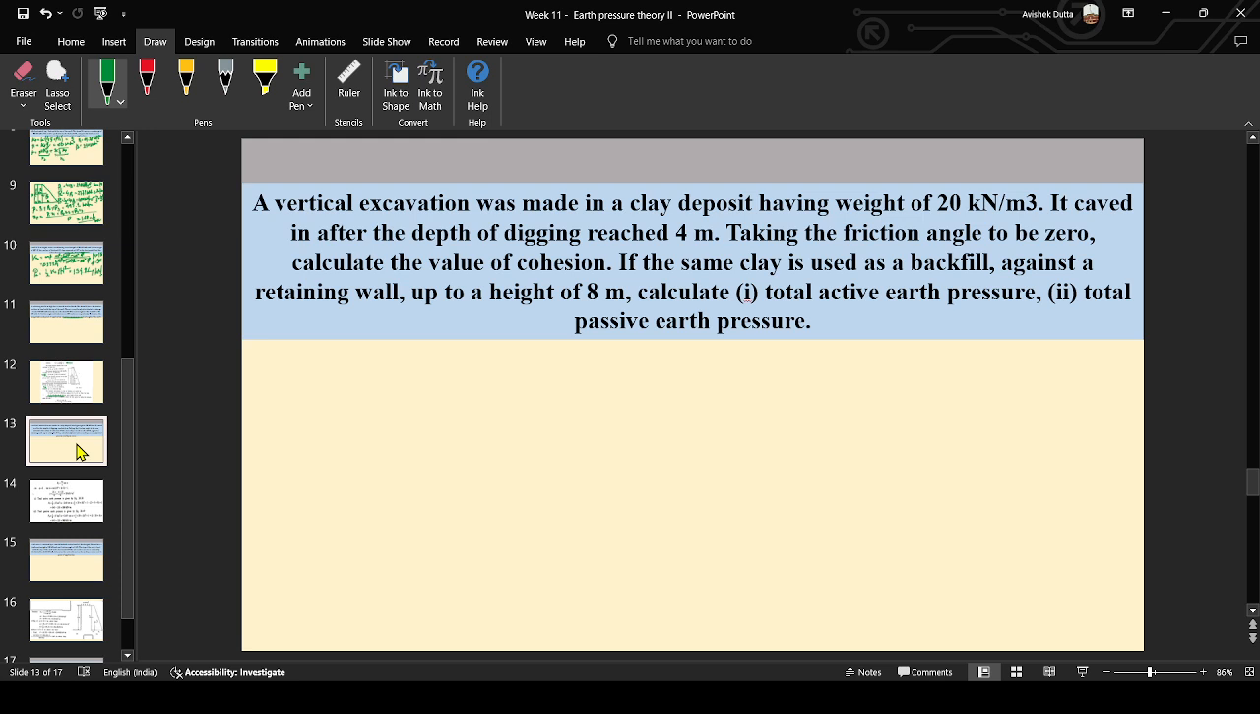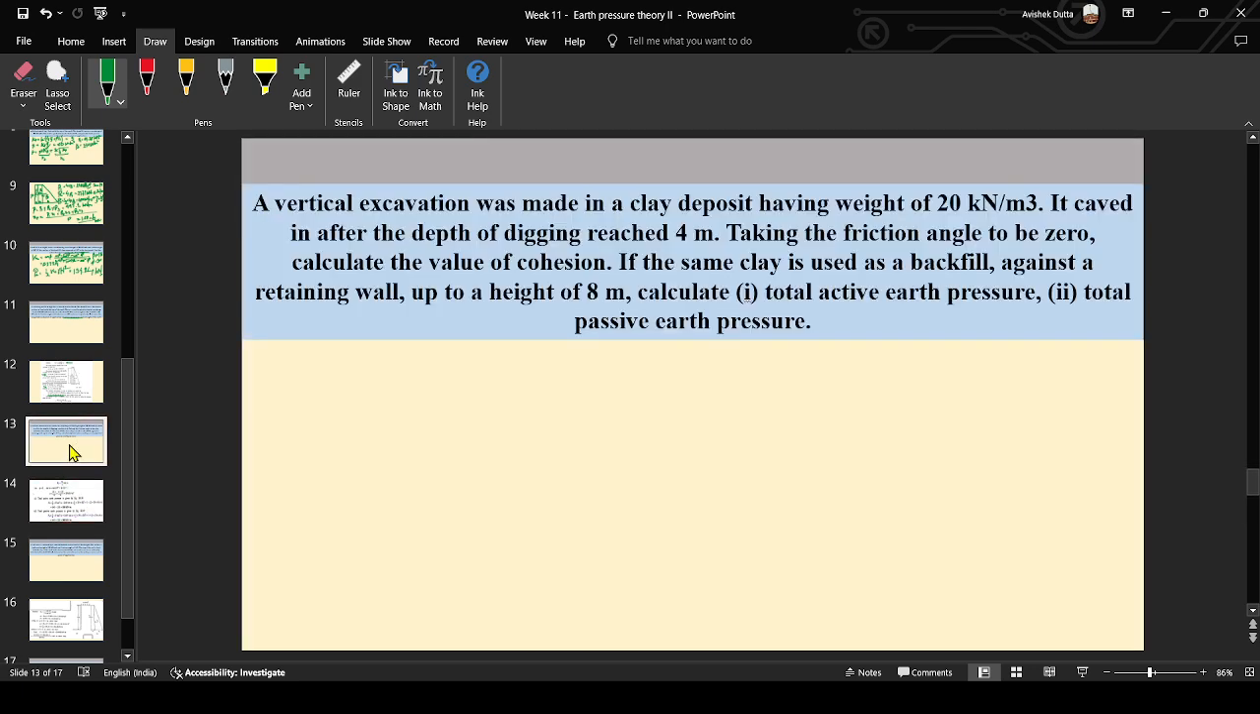A vertical excavation made in a clay deposit having unit weight of 20 caved in after the depth of digging reached 4 meter. Taking the friction angle to be 0, calculate the value of cohesion. So here friction is 0, and we need to find the cohesion. So this is finding earth pressure in a cohesive soil. For active pressure, we'll be using Bell's equation again. So just see the solution.